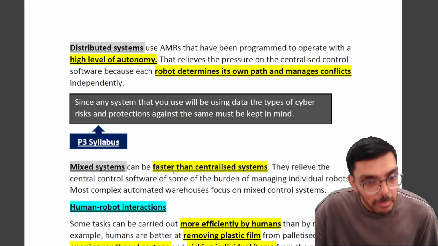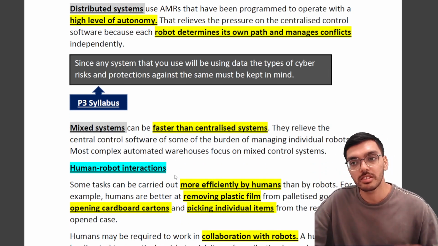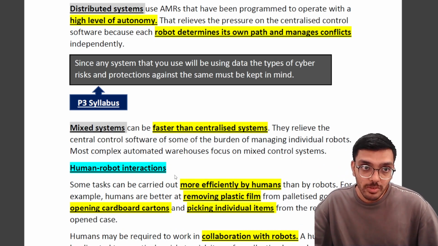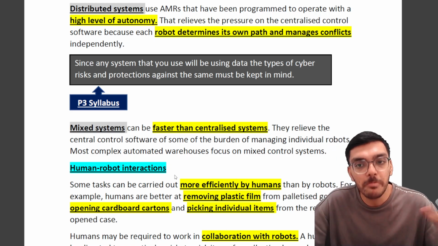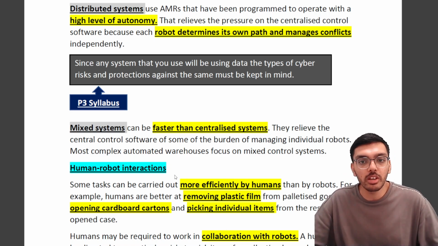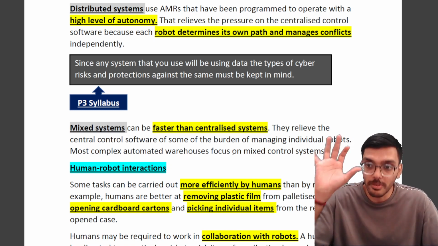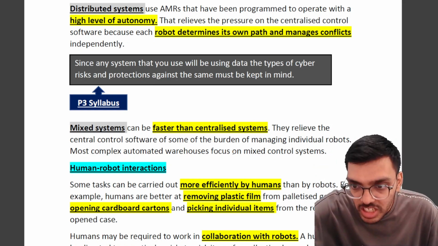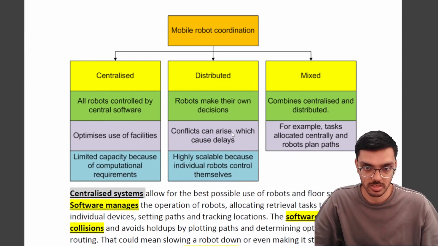And third is your mixed systems. Now mixed systems can be faster than centralized. Centralized was only AGVs, distributed was only AMRs, mixed is a mix of both. They relieve the central control software of some of the burden of managing individual robots. Most complex automated warehouses focus on mixed control systems where you have some AMRs, some AGVs, so the whole pressure is not on the centralized system.